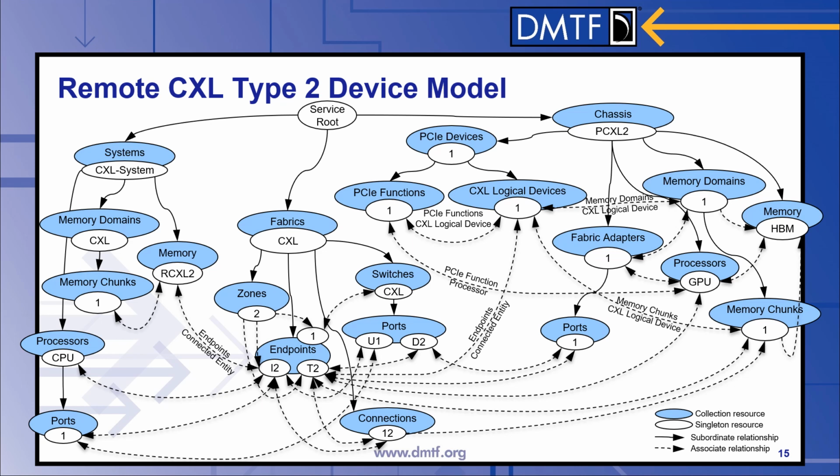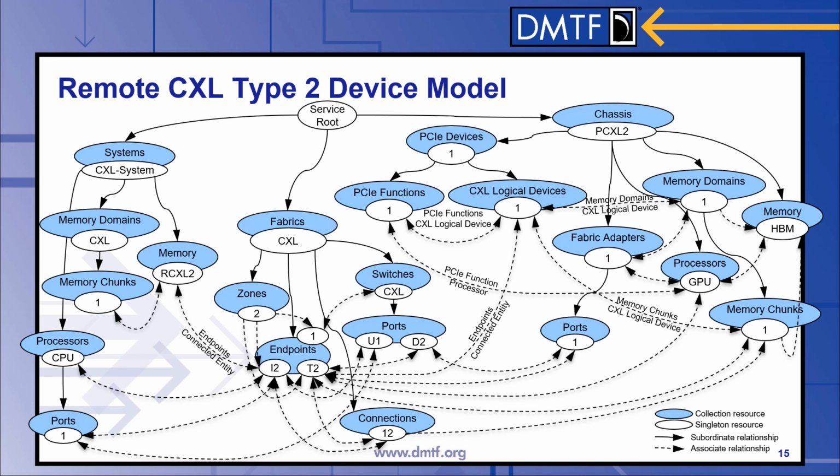Now we're starting to get complicated. A remote Type 2 device, similar to the Type 1 device, now has a fabric model representing the CXL fabric that provides connectivity to the CXL device and to the host system. In the chassis PCXL2, we have the PCIe device function and a CXL logical device for the assignable memory. We have a memory domain and memory that represents the memory on the remote CXL device. We have a GPU processor and a memory chunk that is assignable region of memory in the CXL device.